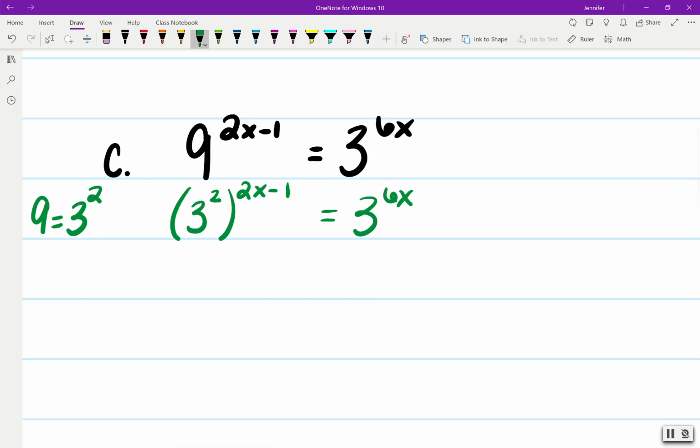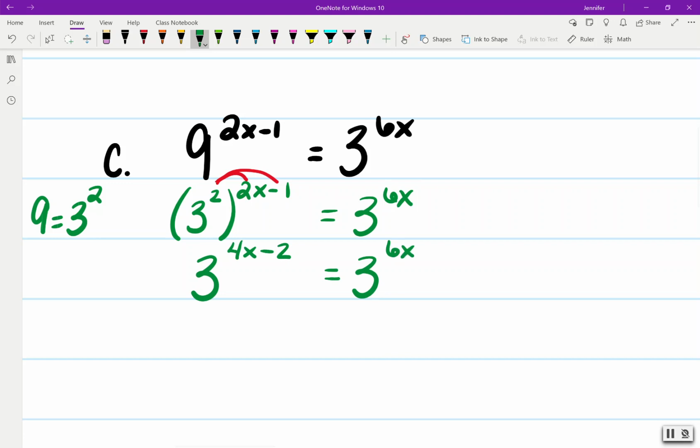On the left, I've got a power to a power, which we just said we need to multiply. And when I multiply, what do I need to make sure to do? What's that thing called with the lines? What's that called? Distribute. We need to make sure to distribute. So this is 3 to the power of 4x minus 2 is equal to 3 to the power of 6x.